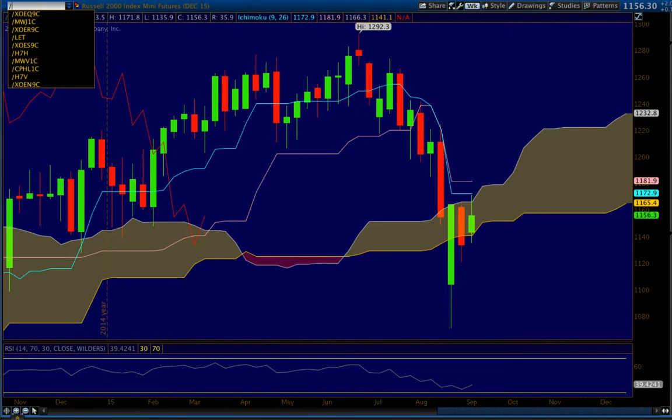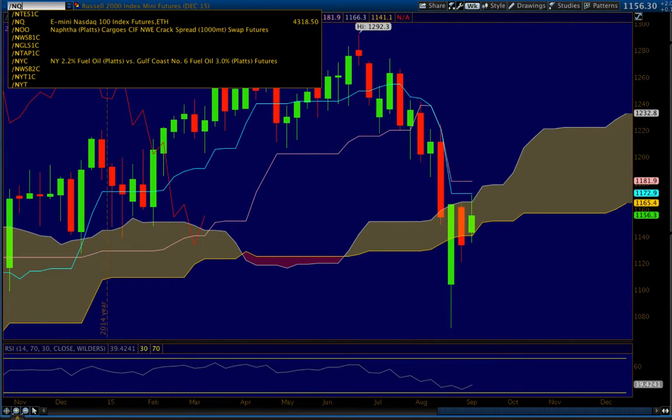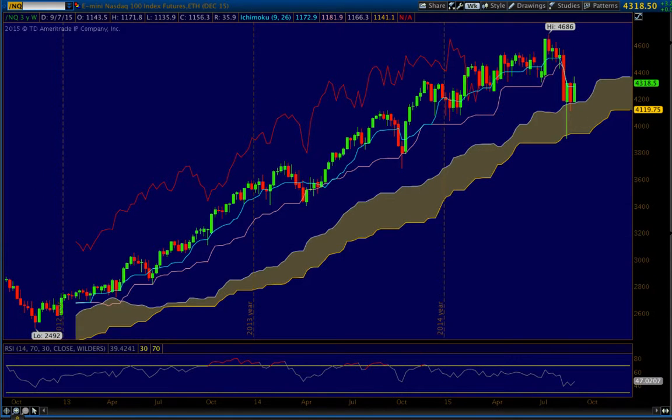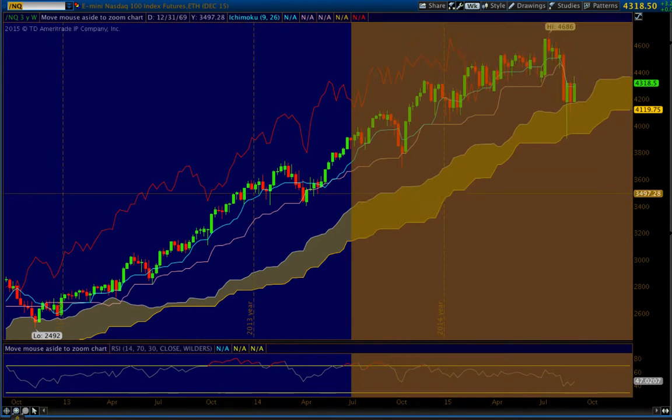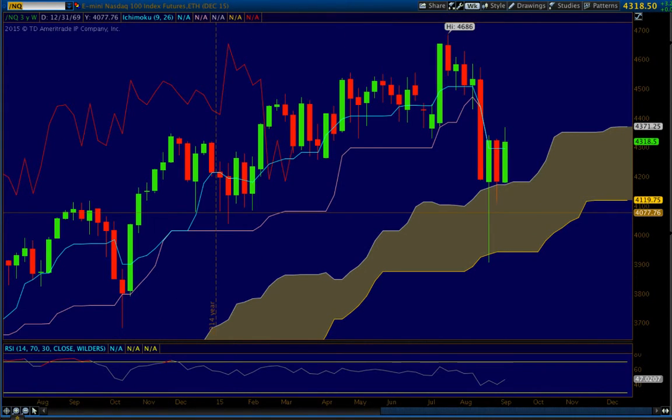Let's look at the NASDAQ. The NASDAQ, on the other hand, is bullish. So we've gone through three indexes so far. The ES was bearish, the TF, the Russell, was neutral, and now NASDAQ is bullish because it's above the cloud.